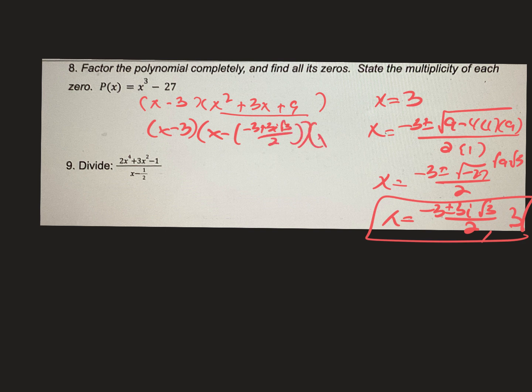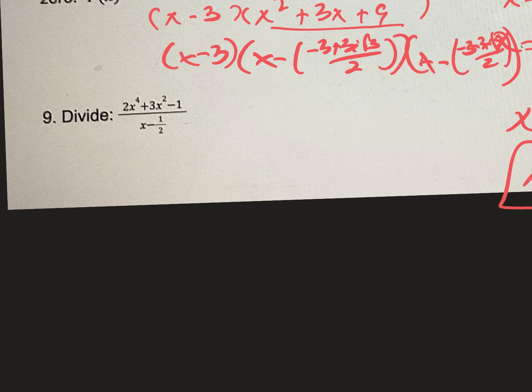And also I'm going to run out of room right here. x minus negative 3 minus 3i root 3 all over 2. Sorry about that. Just ran right over. Hope that helped.